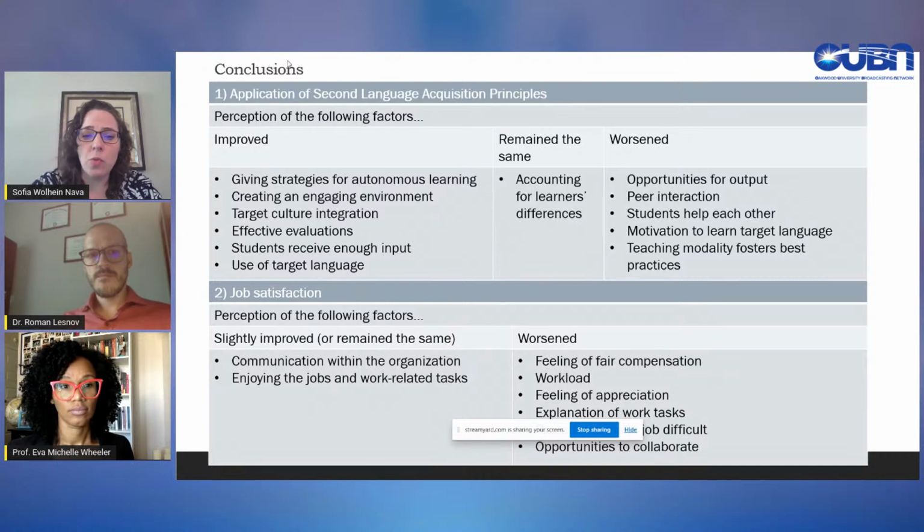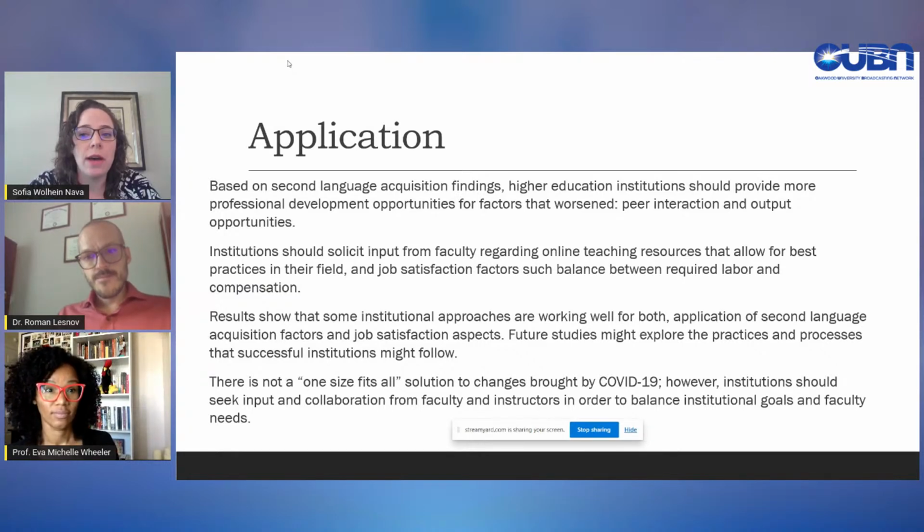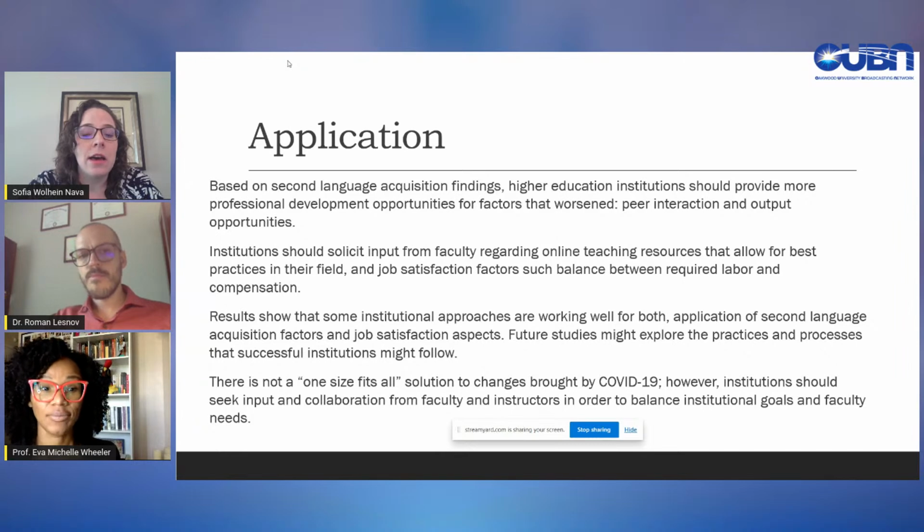And so we would like to talk about how these conclusions may affect the way that higher education institutions apply these findings. So we would like to suggest higher education institutions to provide more professional development opportunities for factors that worsen, such as peer interaction and output opportunities. We would also like to suggest higher education institutions to solicit input from faculty and instructors regarding what resources and tools they feel are best in order to practice their field. And also to solicit input about how to balance the required labor that institutions want from the professors and instructors, as well as how to compensate them fairly.